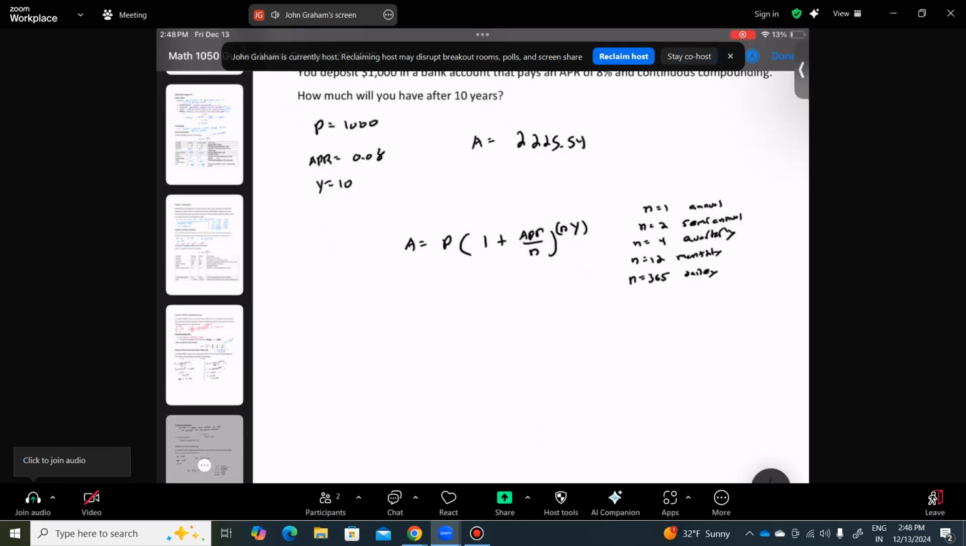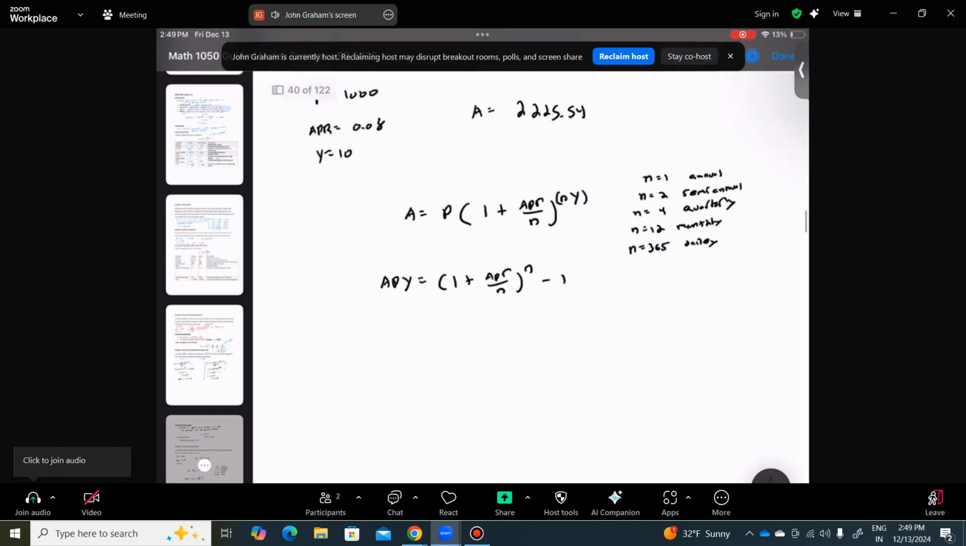Right, the other one is your APY. Here your principal cancels out and you end up with just 1 plus APR over N to the N, and it's always N times 1. And then minus 1. And then your amount with continuous compounding is A equals P E to the APR times Y. That's continuous.